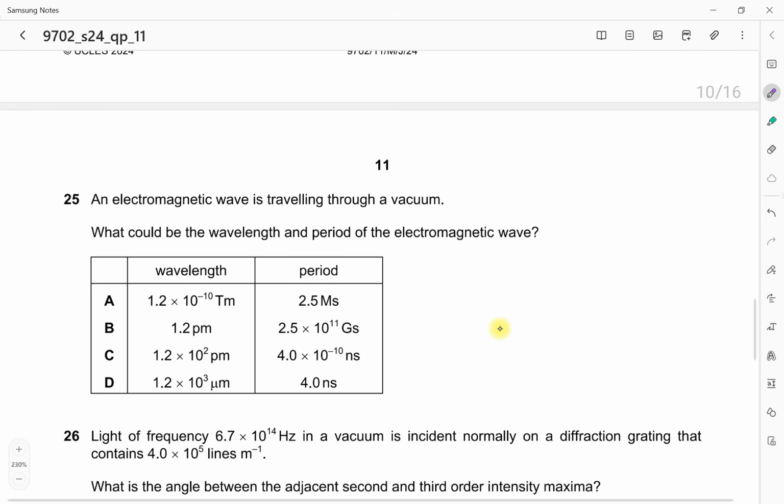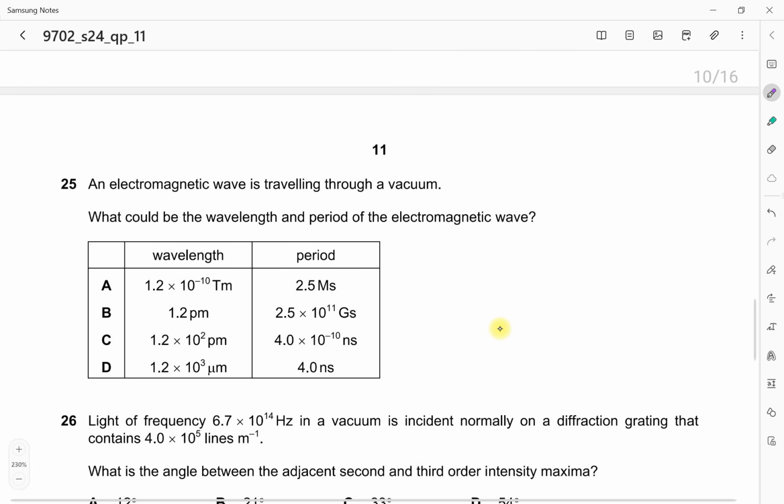An electromagnetic wave is traveling through a vacuum. What could be the wavelength and period of the electromagnetic wave? So it is an electromagnetic wave, so the speed is equal to 3 times 10 to the power of 8 meters per second. So that is the speed. So what could be the wavelength?